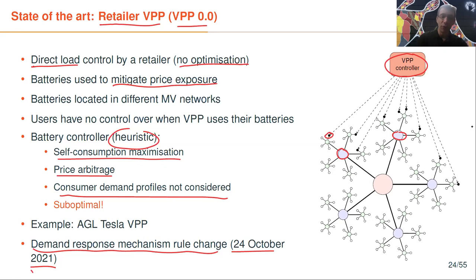Even though, if you read the report from the Australian Energy Market Commission, they acknowledge the fact that in the not so distant future, the main technology for aggregation will be distributed energy resources. But because they consider this too complicated at the moment, simply because you have so many of these small devices, at the moment this rule change only allows aggregation of large scale customers.